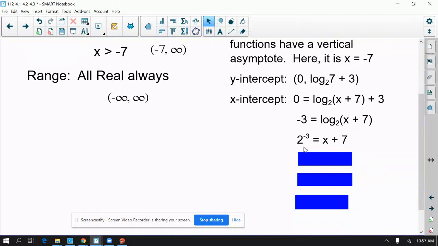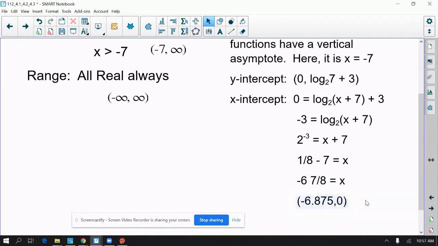What is 2 to the negative third? It's 1 over 2 to the third. So it's 1 over 2 times 1 over 2 times 1 over 2. So it's 1 over 8. And then you subtract 7, you get negative 6 and 7/8. And so there is an x-intercept, negative 6 and 7/8, comma, 0.